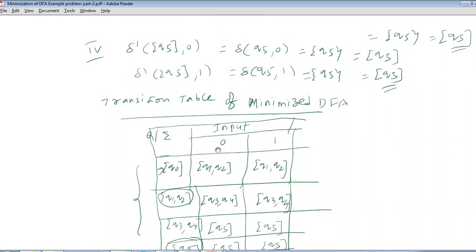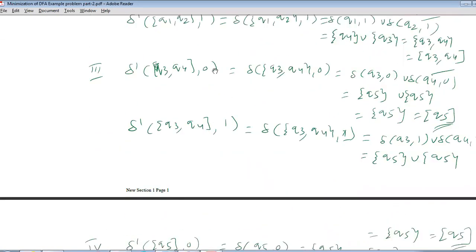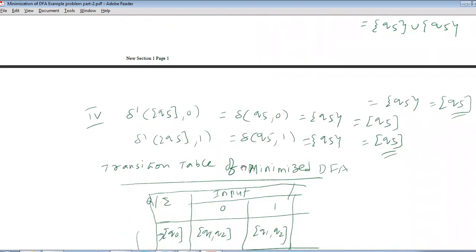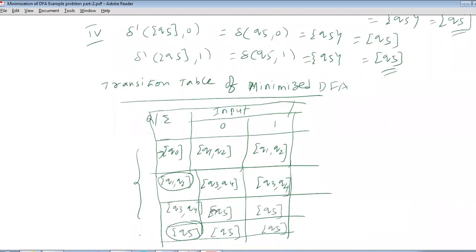Then Q3, Q4 on 0: the next state is Q5. Q3, Q4 on 1 also has the same next state, Q5. So Q3, Q4 on 0 equals Q5, and Q3, Q4 on 1 equals Q5. Then finally Q5 on 0 equals Q5 only, and Q5 on 1 equals Q5 only. So all the transitions are included here.